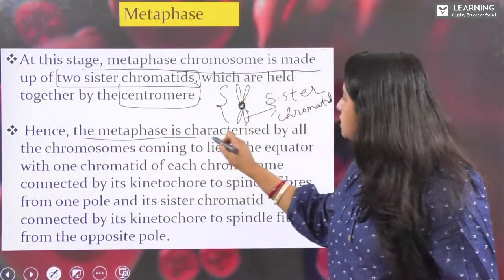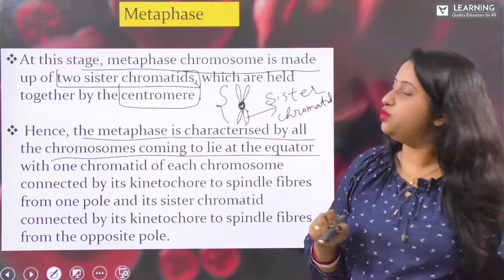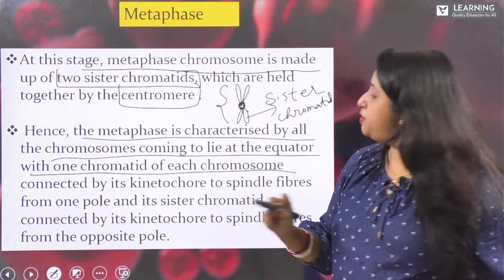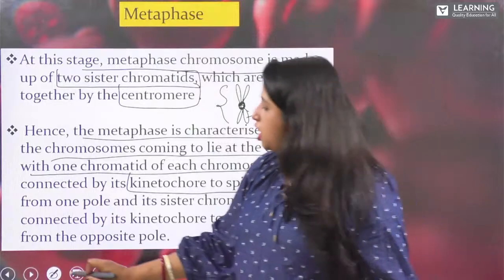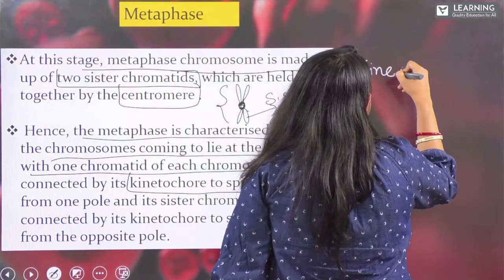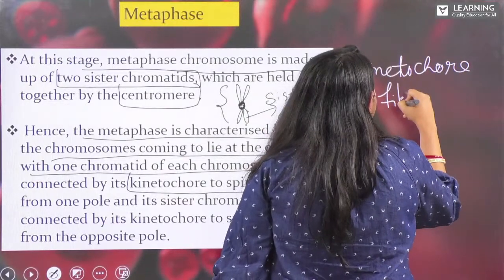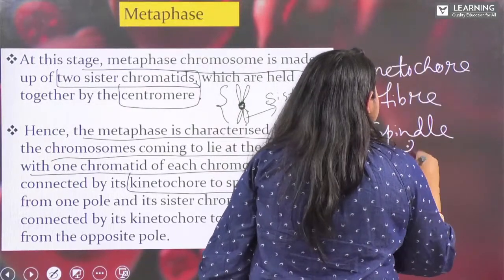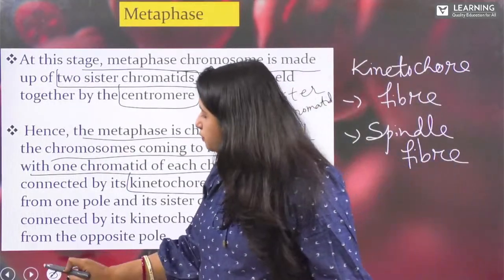Hence the metaphase is characterized by all the chromosomes coming to lie at the equator. We have already seen that the chromosome lies at the equator and is connected by the kinetochore to the spindle fibers. So what are the two fibers? One is the kinetochore fiber, and the other is the spindle fiber. These are the two fibers which help in the connection of the chromosomes.